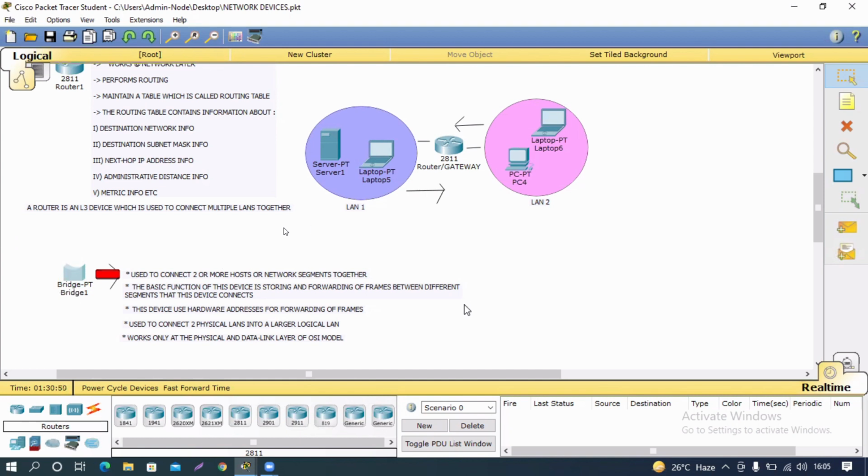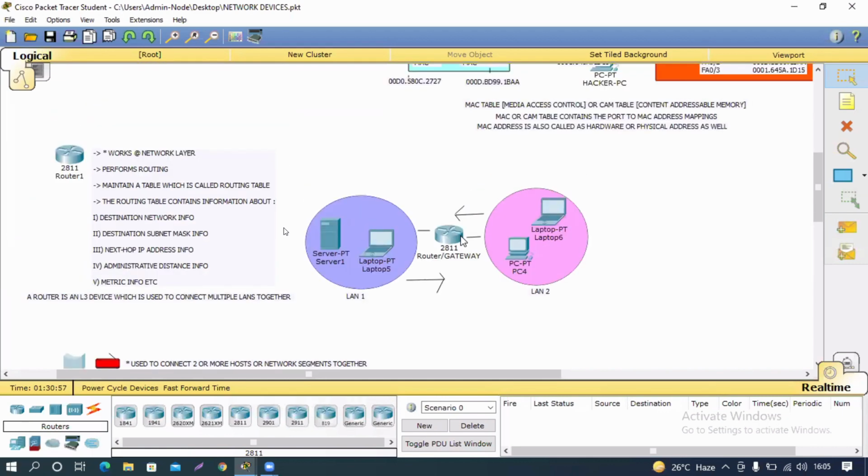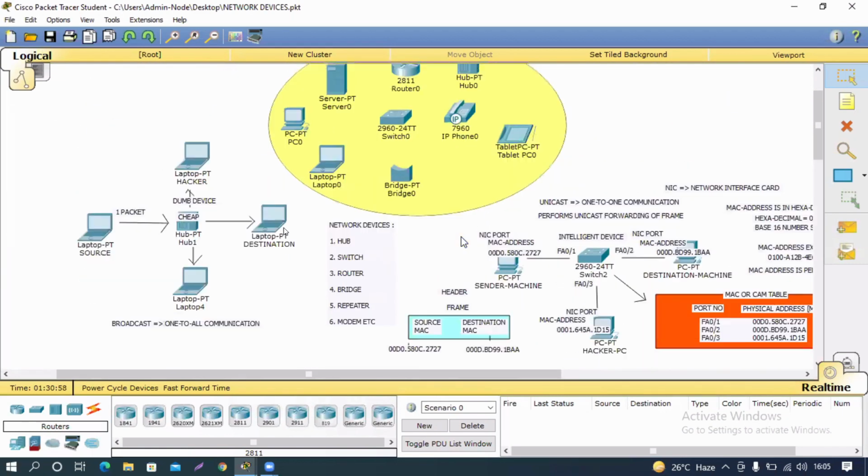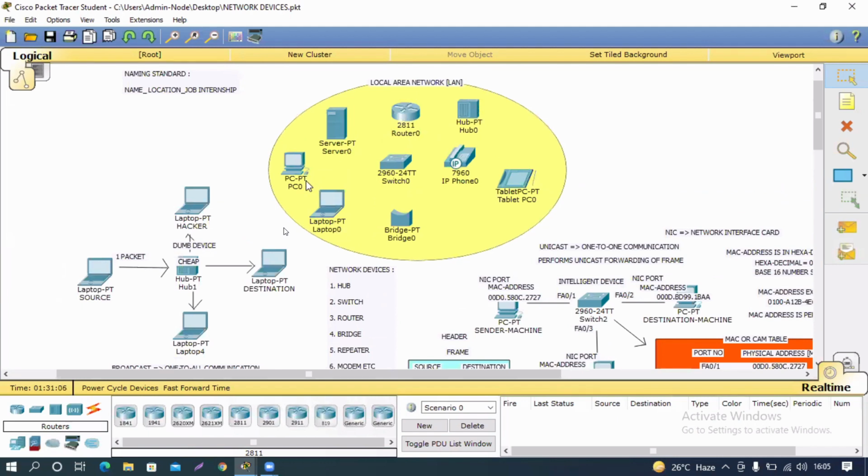Sir, in big companies, are routers basically used? These devices are most commonly used: switches, routers, then modems, then servers, PCs, laptops, IP phones. Among these devices, mostly you will find servers, routers, and switches.